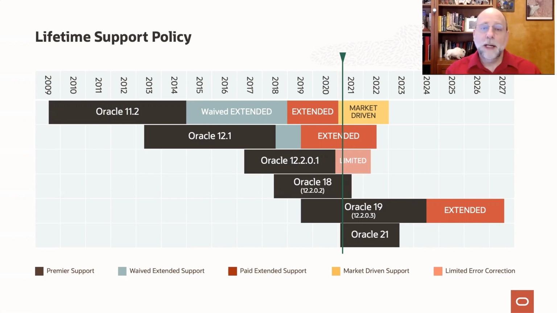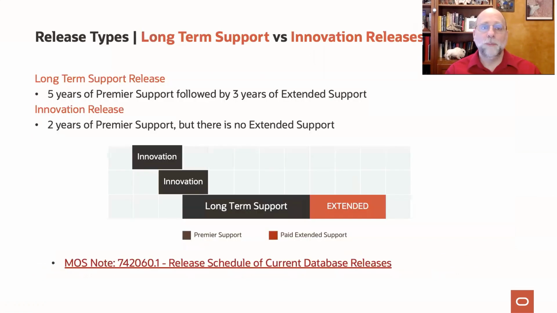So you see 19 has that 5 years of Premier support, of which there are more than 3 years left right now. And then it will get 3 years of extended support, which again, if you have a ULA, that extended support can be a zero-cost item. And then there's 21, which is available right now in our cloud. We followed that cloud-first release strategy for 21, just as we did for 19 and 18. And it's available in our database cloud service and in our autonomous always free tier right now.